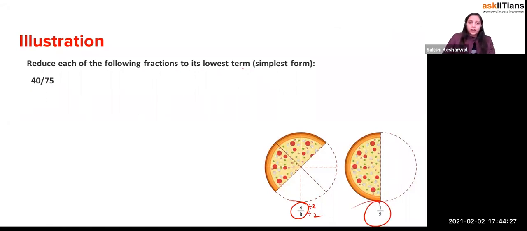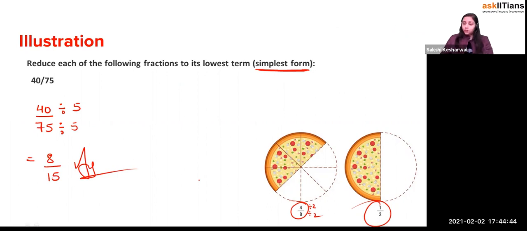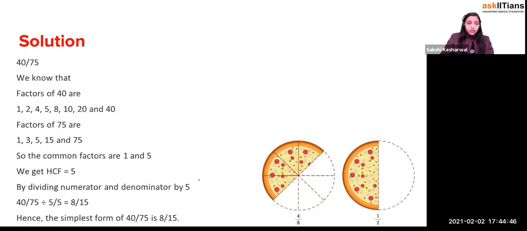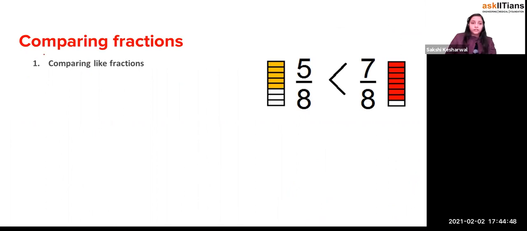Reduce each of the fractions to the lowest form, or you can say the simplest form. So this is written 40 by 75. So can I say this is divided by what? 5. Then this is divided by what? 5. So this is equal to what, beta? 8 upon 15. So this is the simplest form. It cannot be divided further because 8 and 15 are co-prime numbers. Right.